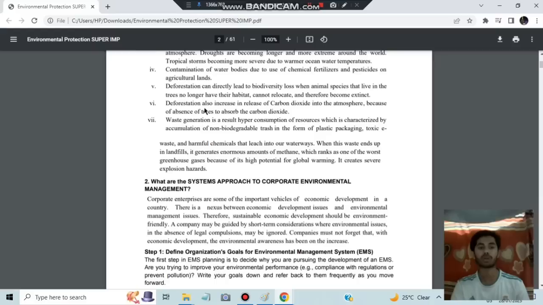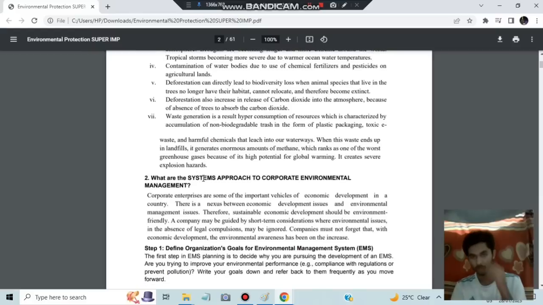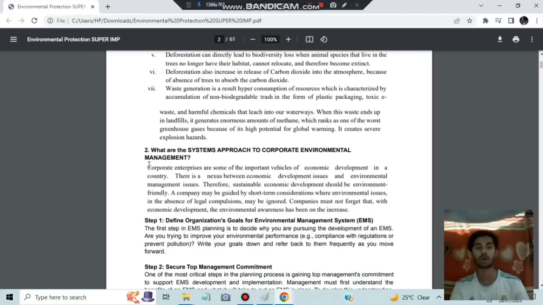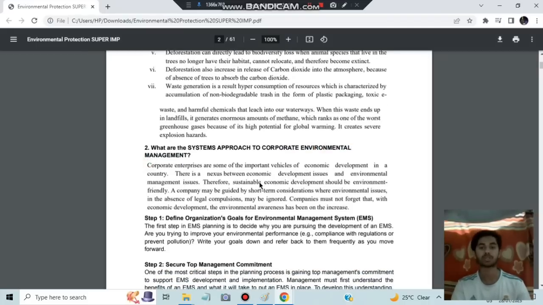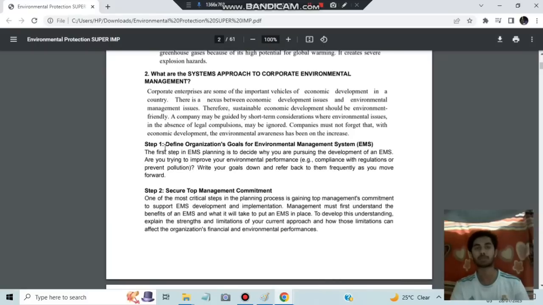Okay, moving on, we have the systems approach to corporate environmental management. Systems approach to corporate environmental management means what corporate enterprises are doing to ensure that the environment is safe. So what is it doing? These are the step processes. Just listen very carefully.